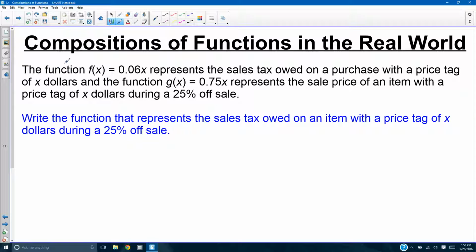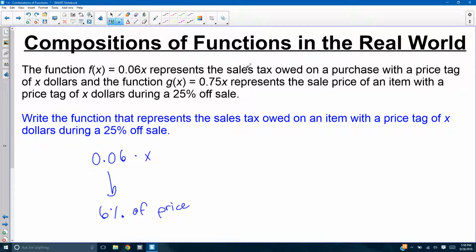Okay, so starting off here, the function f of x equals 0.06x represents the sales tax owed on a purchase with a price tag of $x. Now, before I actually even talk about the next function here, let's talk about this one. 0.06x means 0.06 times x. You're multiplying this number by x. This is also called taking 6% of x. And if x is a price tag for something, we're taking 6% of some price, of some cost.